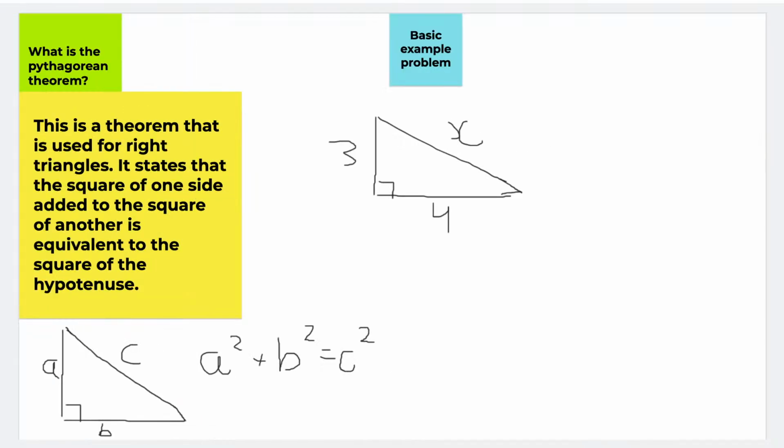Now, the Pythagorean theorem is a theorem that is used very often. It's for right triangles. It states that the square of one side added to the square of another is equivalent to the square of the hypotenuse. So a squared, pretend this side is a, plus b squared equals c squared. Maybe right now you're a bit confused about what this is, but after I show you some examples, it should start to make some sense.